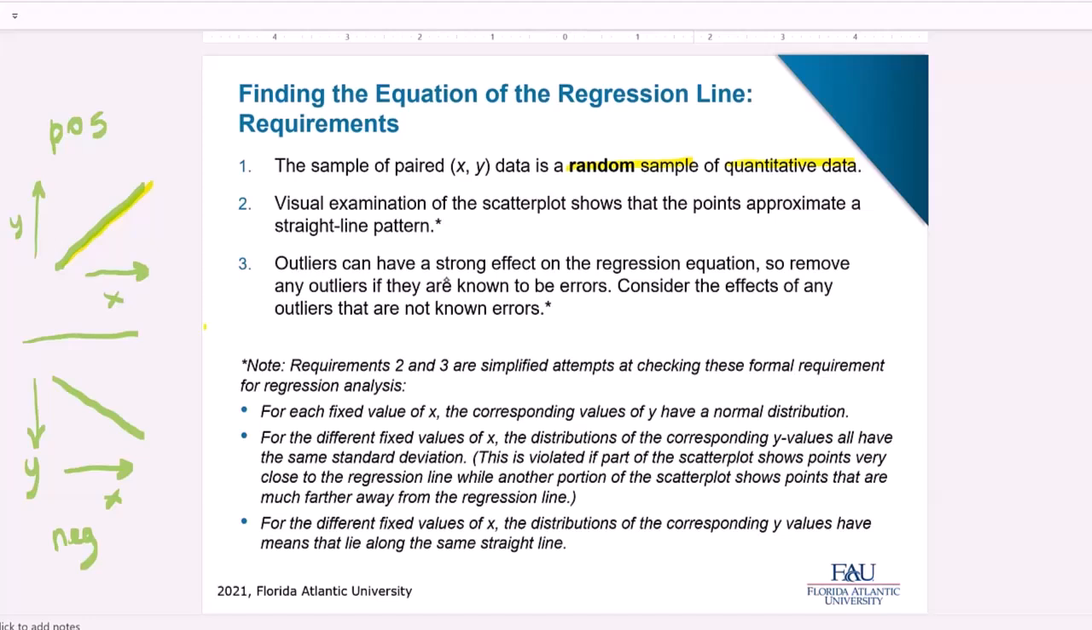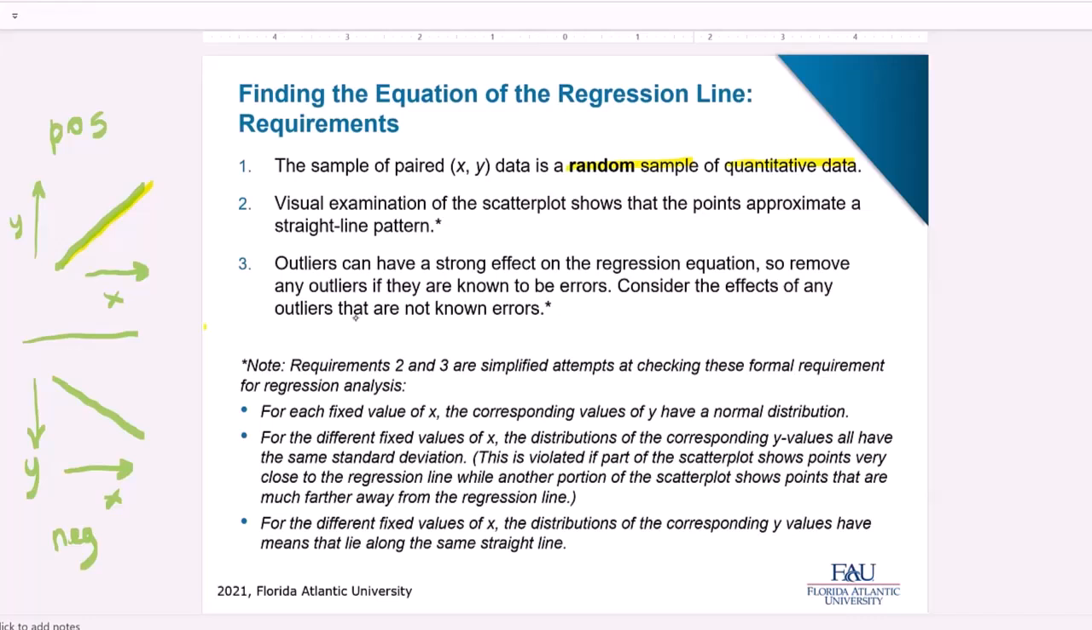Number 3, outliers have a strong effect on the regression equation. Remove any outliers if they are known to be errors. You don't want to just remove points unless you know you made a mistake somewhere. It should have been 2, not 12, or something like that. Then just take it out.